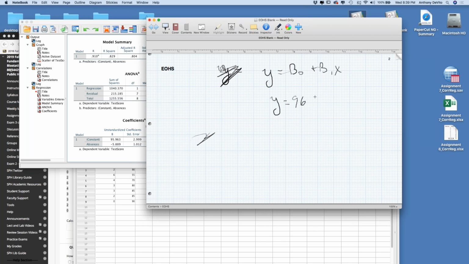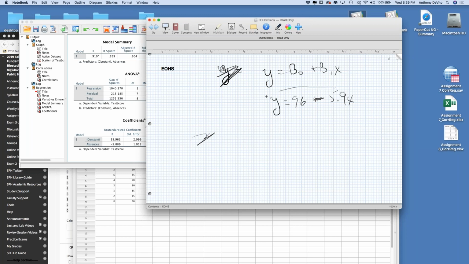So that's the y-intercept. Plus, now I need to know the value for the slope. Well, absences is negative 5.899, right? So instead of being a positive plus beta 1 x, that's negative 5.9, I'm going to call it. I'm going to round again. I encourage you, maybe in this case, you might have taken an extra decimal place that I didn't take. Okay, so y is equal to 96 minus 5.9 times x.